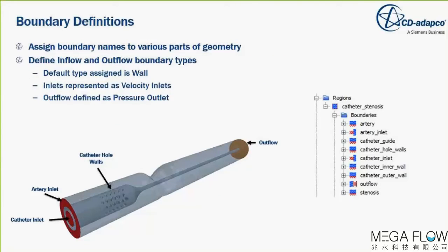To describe some of the boundary conditions, we need to assign both boundary names and types. For example, we have two inlets, the catheter and the artery. I highlighted the catheter hole walls to help understand the direction of flow as it goes from the catheter towards the outflow pressure outlet.